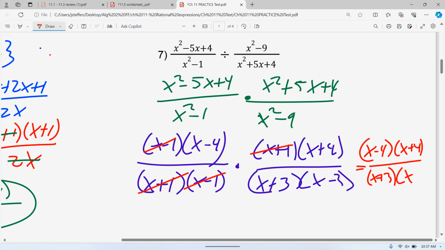Now, if you want to multiply those out, you most definitely can. If you're good at difference of squares, you might realize that's just x squared minus 16 over x squared minus 9. But you certainly do not have to multiply any of that out. The only time you really have to multiply is when we're adding and subtracting. You have to multiply out the numerators, but that's just so you can combine like terms, and that's really the only way to do it. So hopefully it's pretty obvious. That is your answer for this one.